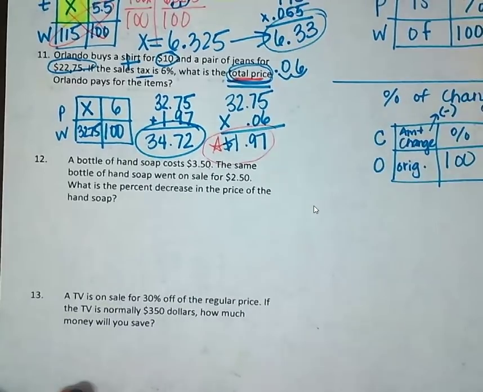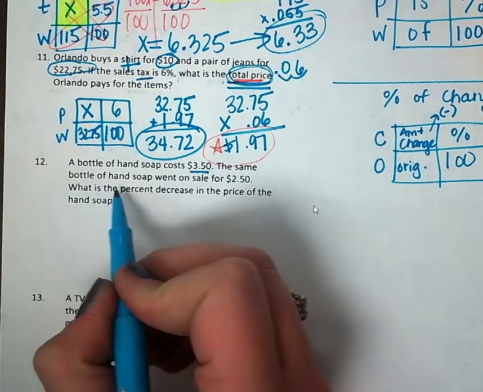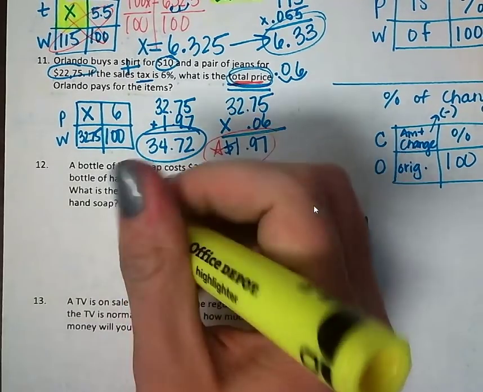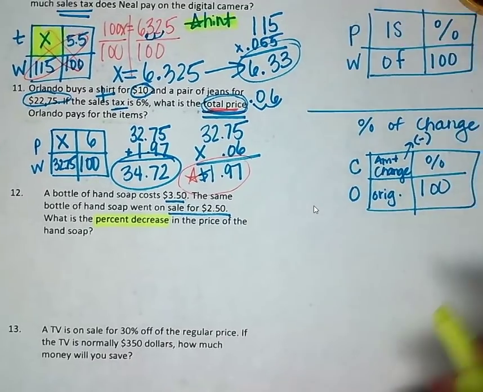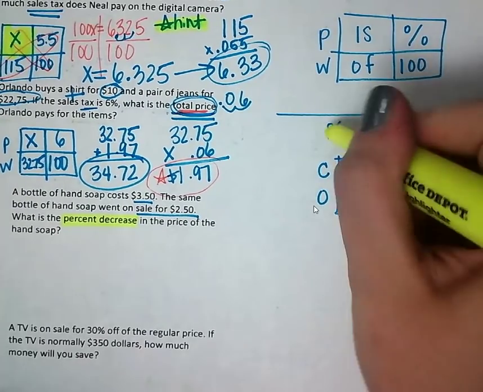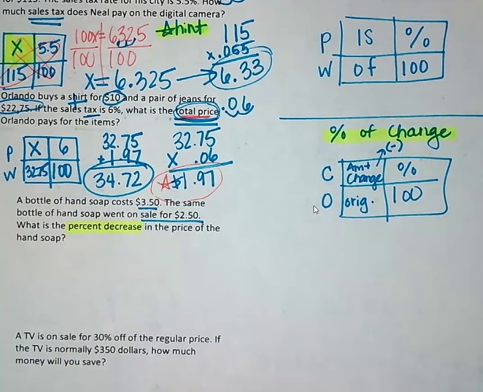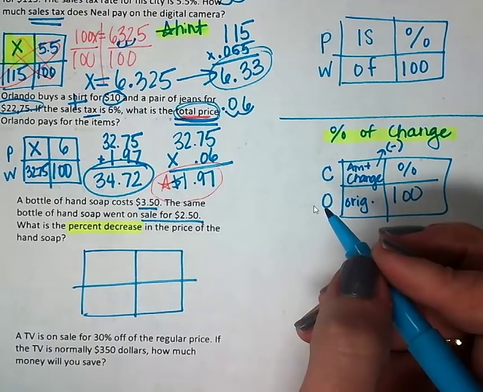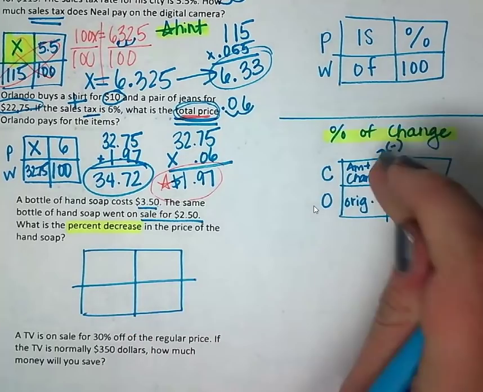Okay? All right, a bottle of hand soap costs $3.50. The same bottle went on sale for $2.50. What is the percent decrease? Now, this is a really good phrase. Percent decrease. That tells us automatically that we are now in this percent of change box. Okay? So, if we're in the percent of change box, this one is definitely, we can't use the hint here. We actually have to do the whole percent of change box.